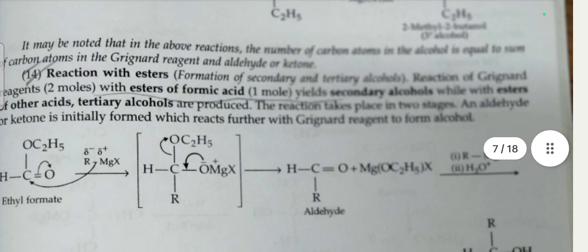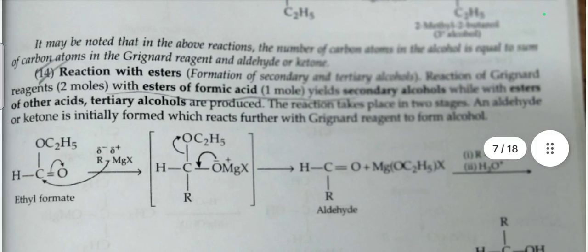Reaction with ester. Formation of secondary and tertiary alcohols. Reaction of Grignard reagents with ester of formic acid yields secondary alcohols, while the esters of other acids produce tertiary alcohols. The reactions take place in two stages. An aldehyde or ketone is initially formed, which reacts further with Grignard reagent to form alcohol.